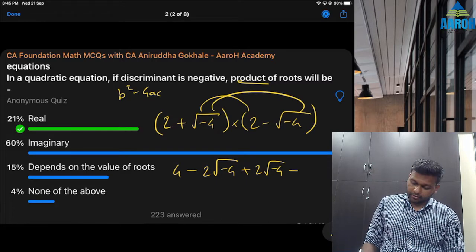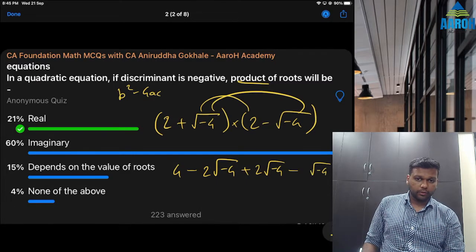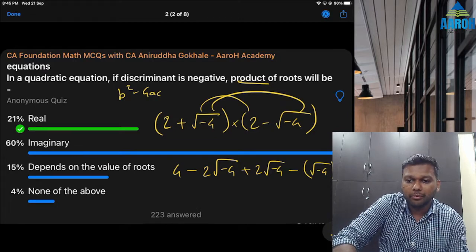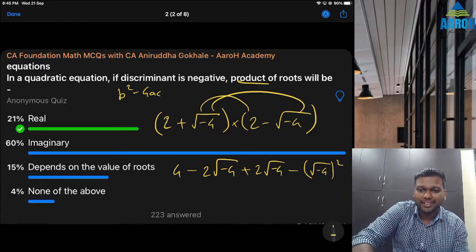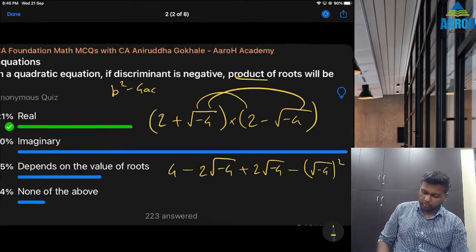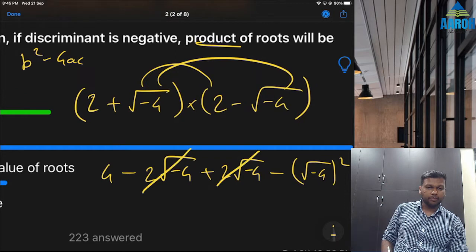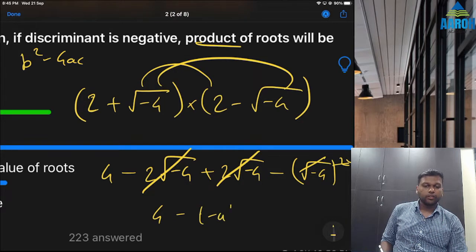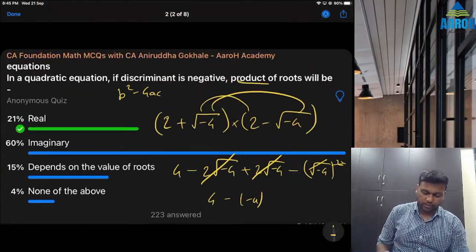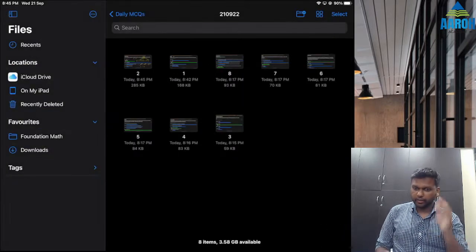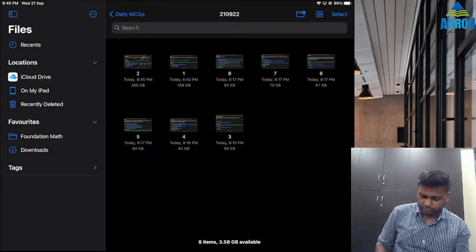Now understand, it is the square of the square root of minus 4. If we take the square, the square root sign will be removed. So what will we have? 4 minus, the square and square root are removed, so minus 4. 4 minus minus 4 is 4 plus 4, which is 8. So real is the correct answer. The product is asked, not the roots. Carefully, you should understand the question.